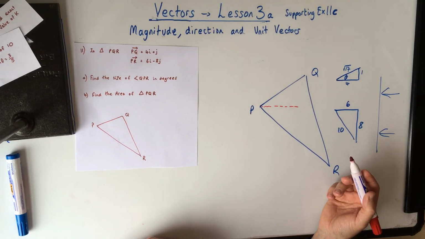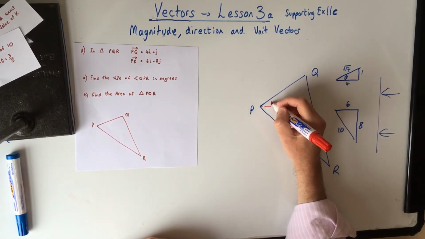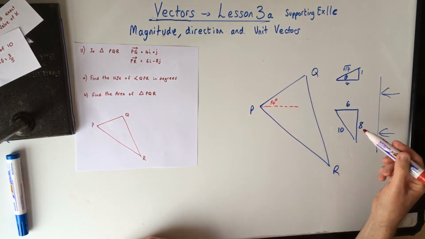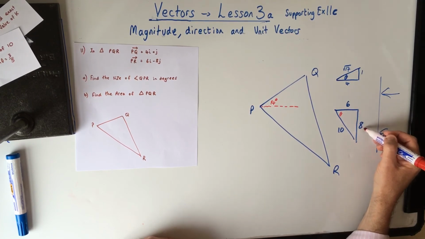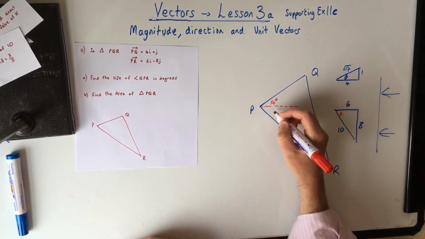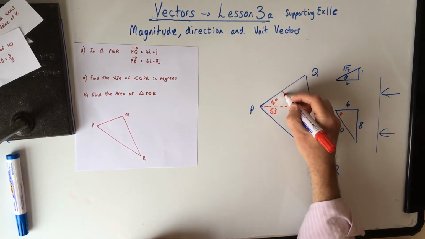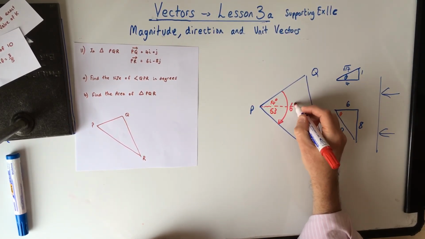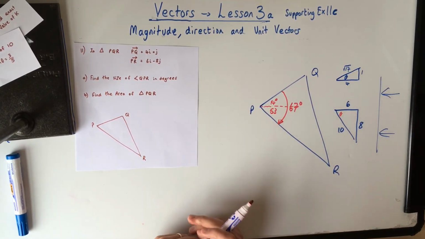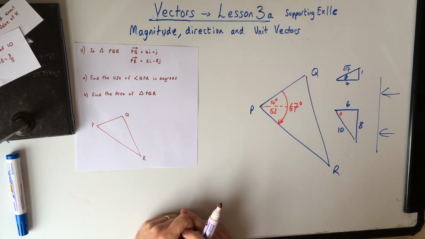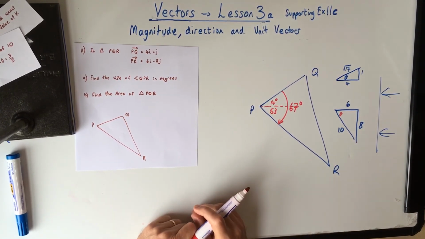So if you did the inverse tan of 1 over 4, you'd get 14 degrees. And if you did the inverse tan of 8 over 6, opposite over adjacent, you'd get 53 degrees. So if you add the two together, from there to there, you get 67 degrees. So that's angle QPR. Now they'll have it more accurately, they would have done it to 1 decimal place. I'm just speeding things up. But that angle is 67 degrees.